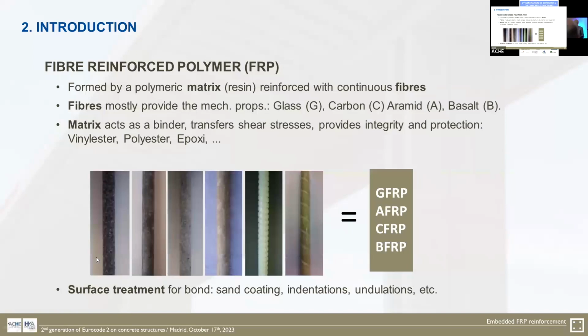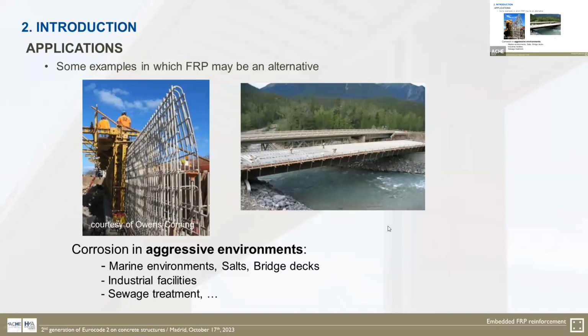Here you can see a picture of some available products in the market for glass, aramid, carbon, or basalt. You can see that the finishing, the surface treatment is for bond and can be done by sand coating, indentations, undulations. There are several ways to do it. Some examples about the main applications of this type of reinforcement in which it may be an alternative.